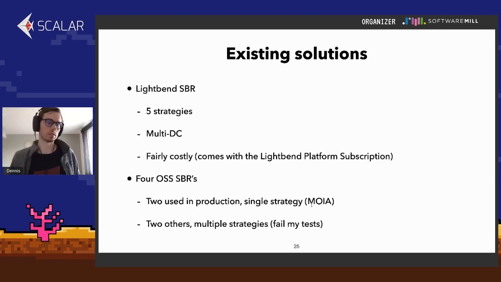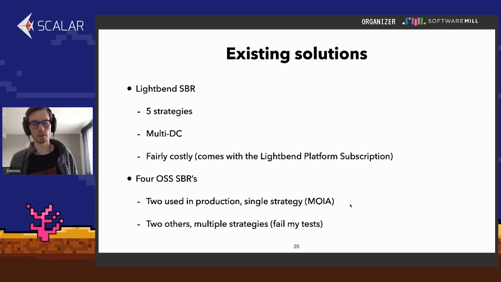So there are existing solutions. You probably have heard of the Lightbend split brain resolver, which has one more strategy. The first 4 are the same. That has multi-data center support. One of the reasons why I developed one is that it's fairly costly, and most smaller companies, I don't think they can pay for it. But yeah, then there are 4 other ones I found on GitHub.